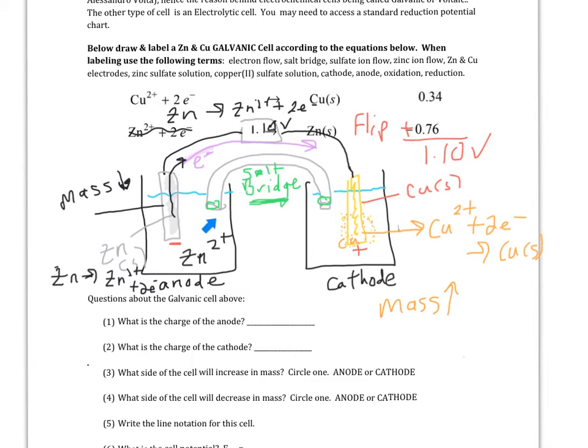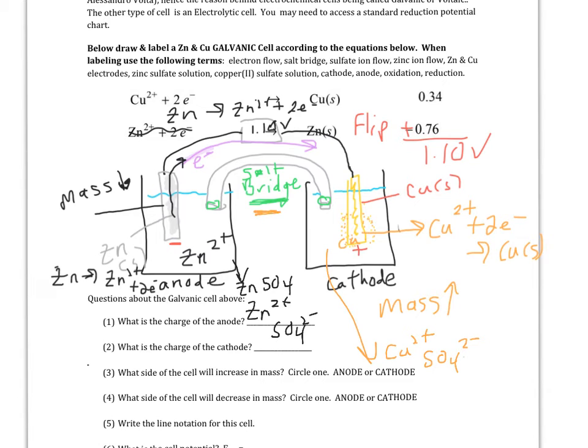And so what is in these solutions is, on the left side, zinc sulfate. So it's really Zn2+ and SO4 2-. And then on the other side, we have a copper sulfate solution. So you really have Cu2+ ions and sulfate ions. And so you have to ask yourself, which way will these sulfate ions go in the salt bridge?